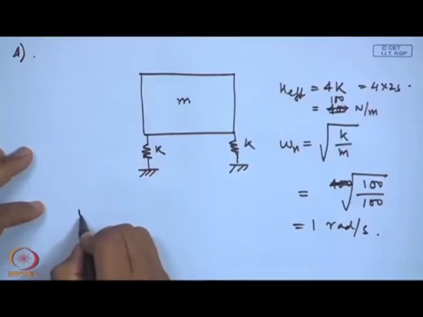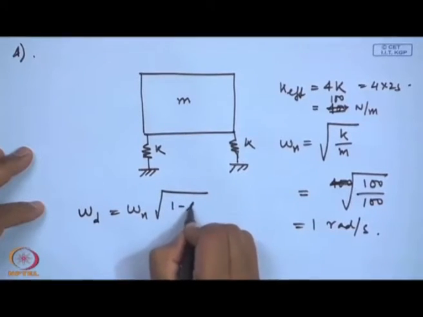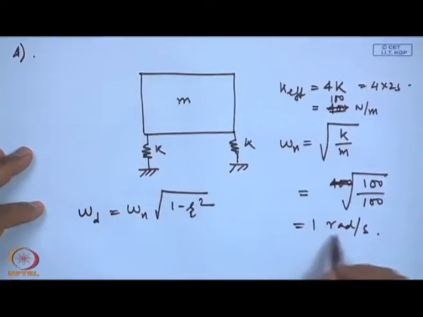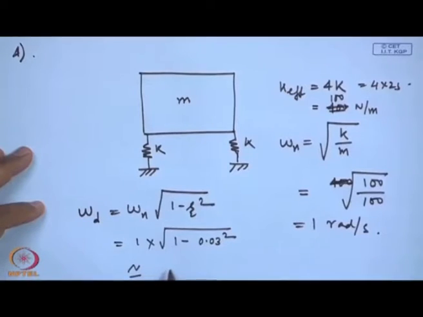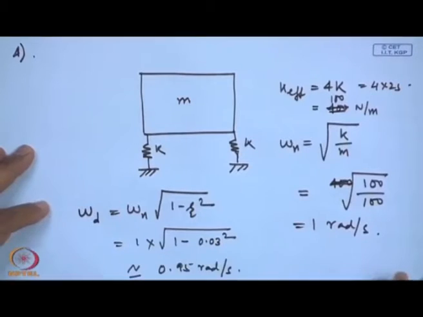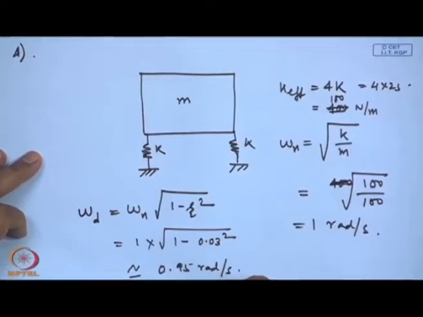Now the damped natural frequency of the system is given by this expression. So, we have found the natural frequency as 1 radian per second. So, damped natural frequency is 1 times root of 1 minus 0.03 square, and this will be somewhere close to about 0.95 radians per second. It is a very simple example where we have just used the formula to find out the natural frequency of a system and the damped natural frequency of the system.